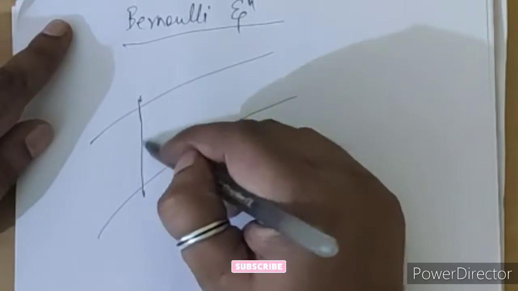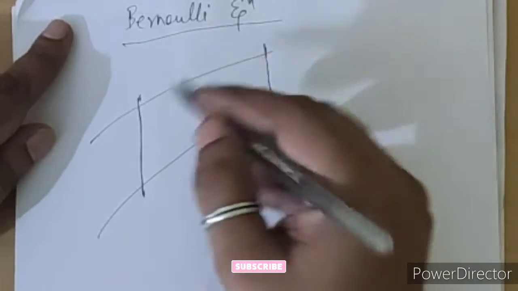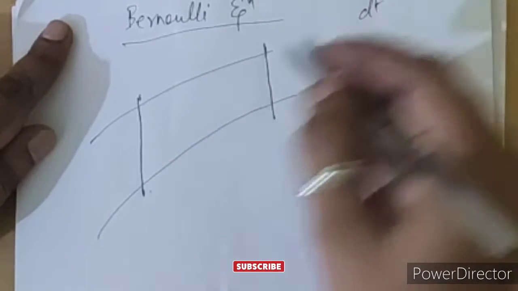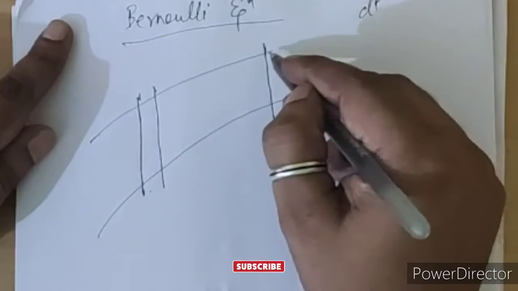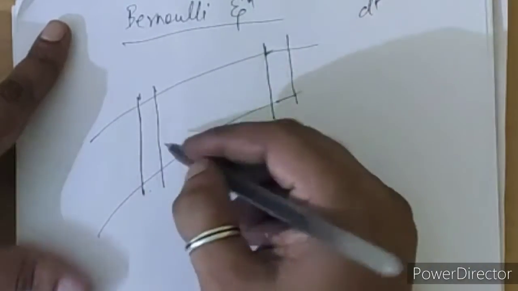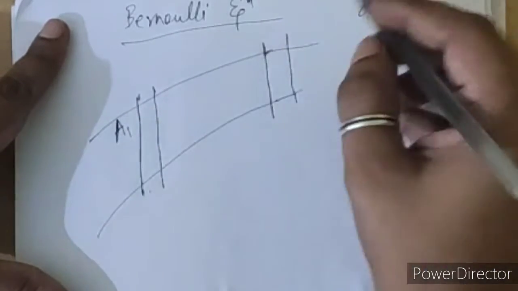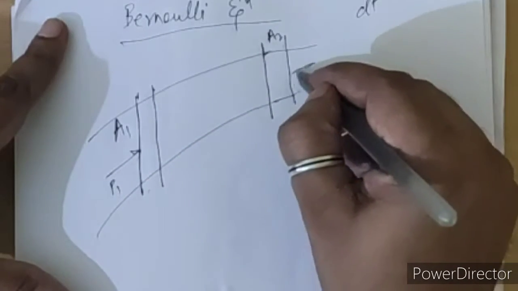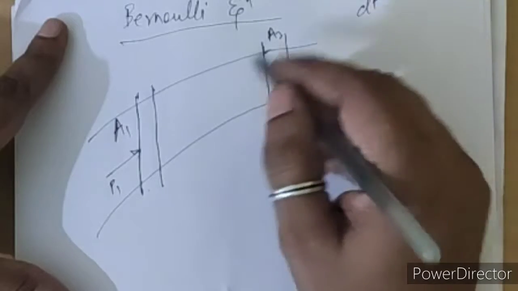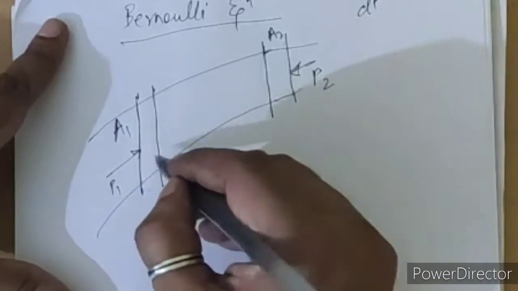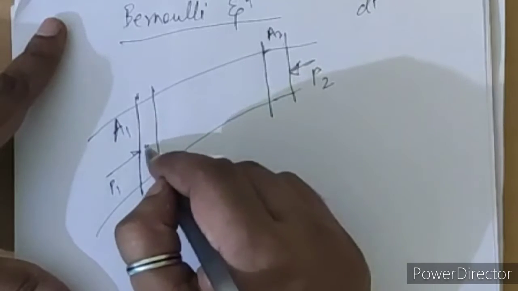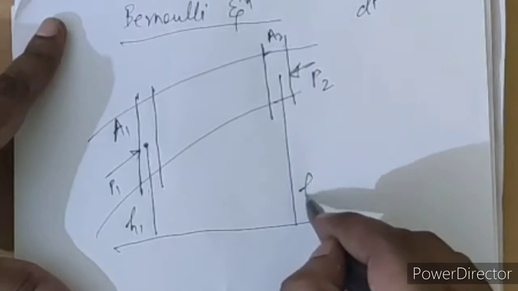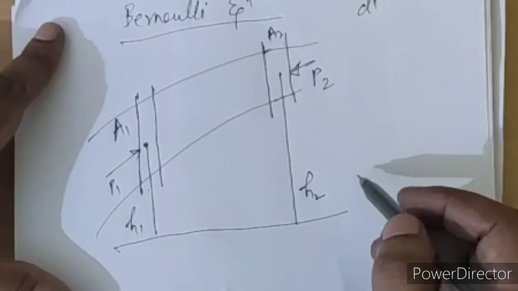So let's take this cross sectional area here and here, and let's say the fluid in some time dt has moved to this point, and this fluid has moved to this point. Say the cross sectional area is A1 here, we have A2 here. Let's say pressure is P1 here and pressure from outside to this portion is P2. Let's say the height of this one is H1 from the base and this one is H2 from the ground.